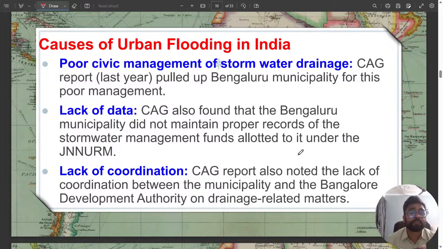Then next is poor civic management of storm water drainage. This is very common in urban areas, like all those flyovers and bridges. Just 10 minutes of rainfall, guys, and in urban areas there is a hefty traffic jam. Why? Because there is no drain outlet and inlet connectivity which connects the storm water. That means the drainage built across the flyovers to carry away the extra water falling on that flyover or bridge is missing. So the water starts getting accumulated.